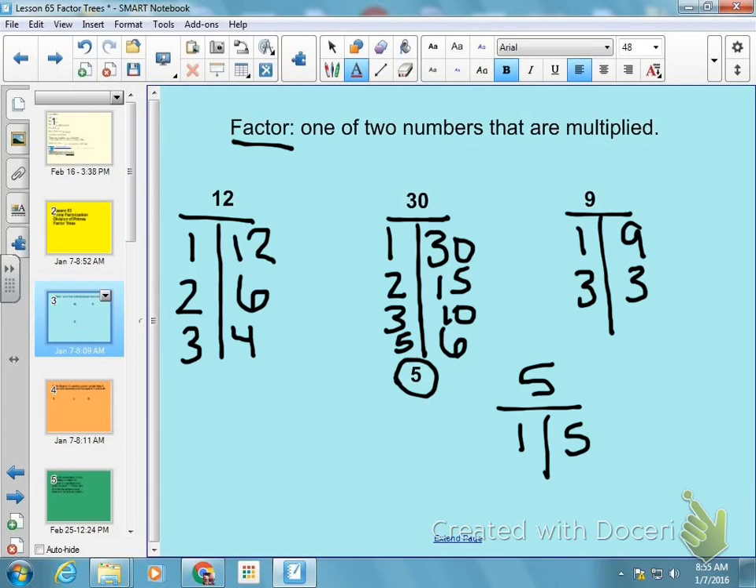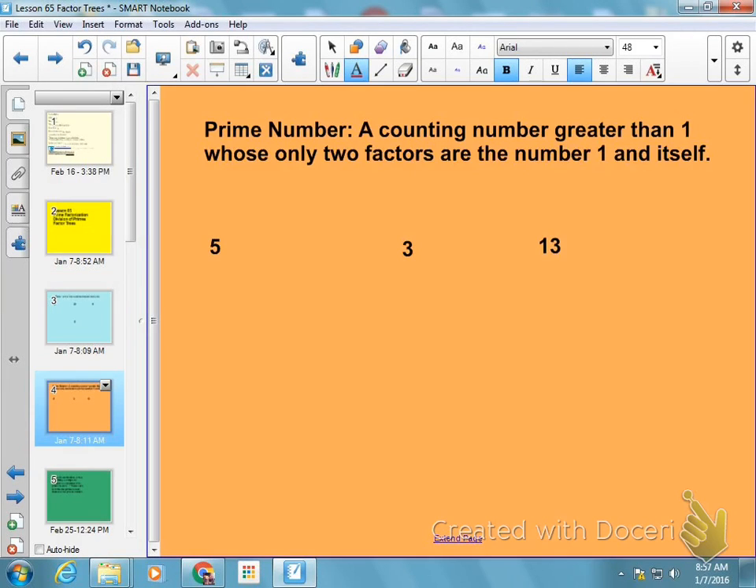Now, we call that something special. That is known as a prime number. And a prime number is a counting number greater than 1 whose only two factors are 1 and itself. So make that note of what a prime number is in your notes. Make note of that definition. And so we just noted 5 is prime because the only factors of 5 are 1 and itself. I can't multiply any other numbers other than 1 and 5 to get 5.